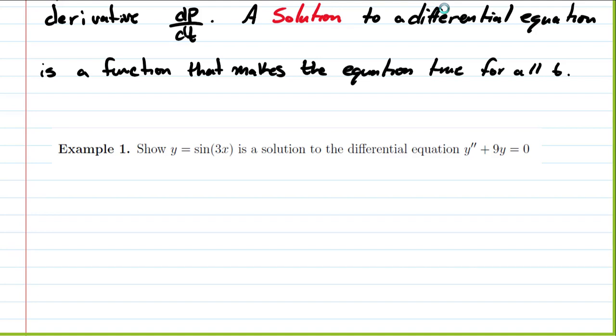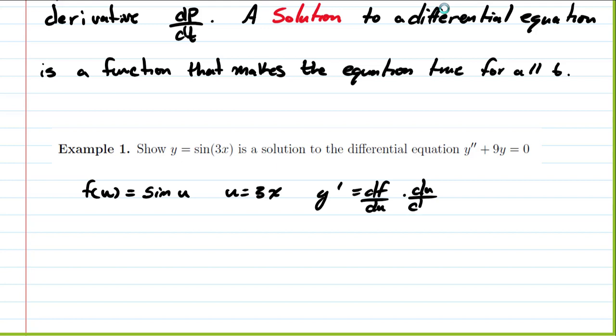Well, when we look at y, we notice that y is a composition. So f of u is sine u, and u is equal to 3x. So then y prime is df du times du dx. So that's going to be the derivative sign is cosine u times du dx is 3. So we back substitute and we get y prime is going to be 3 times the cosine of 3x.